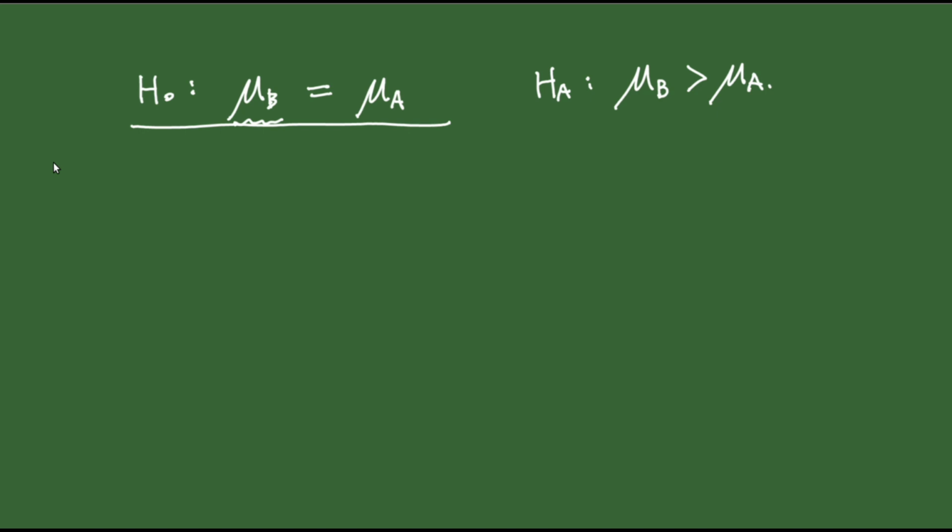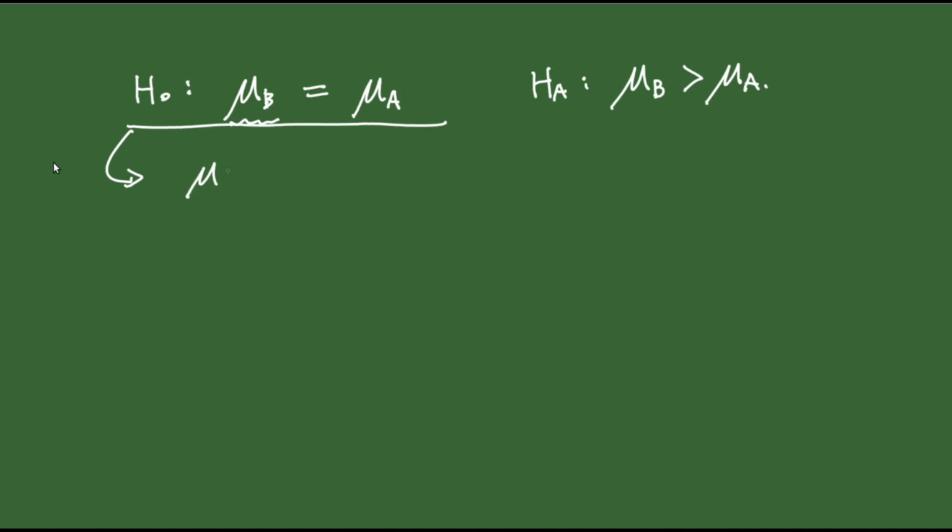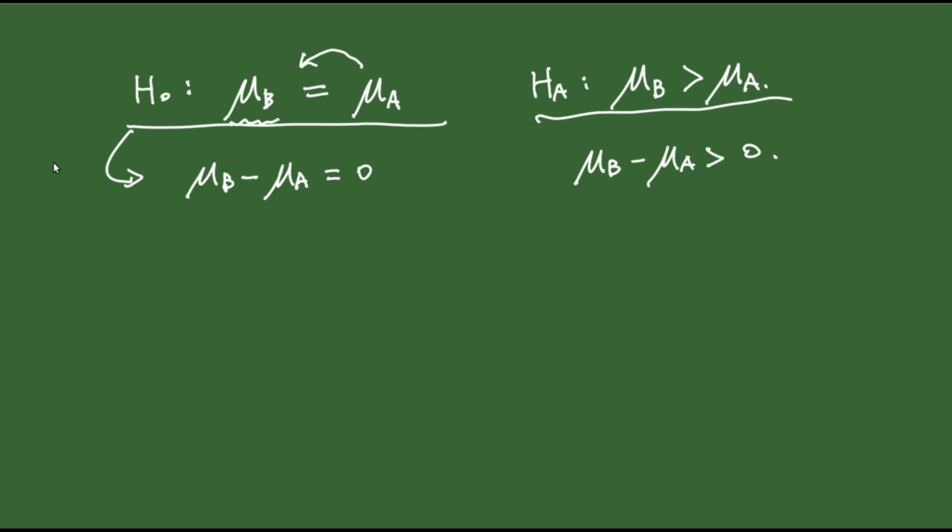But if we think about this equation, we can rewrite it like this: mu b minus, I'm going to move mu a to the other side, so that makes negative mu a. So mu b minus mu a is equal to 0, and this alternative hypothesis can also be written as mu b minus mu a is larger than 0.